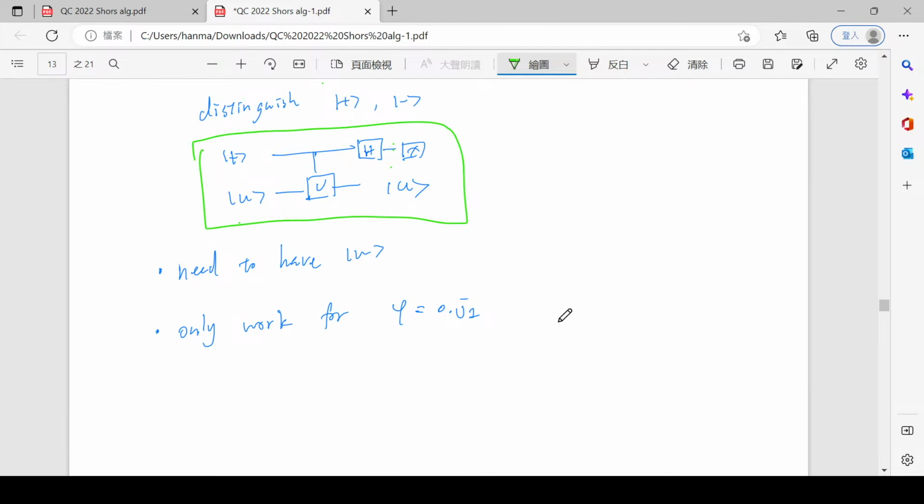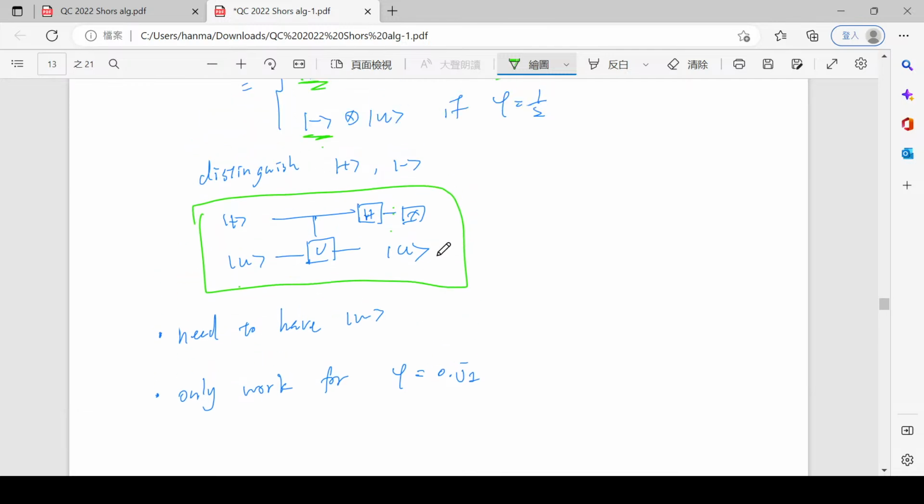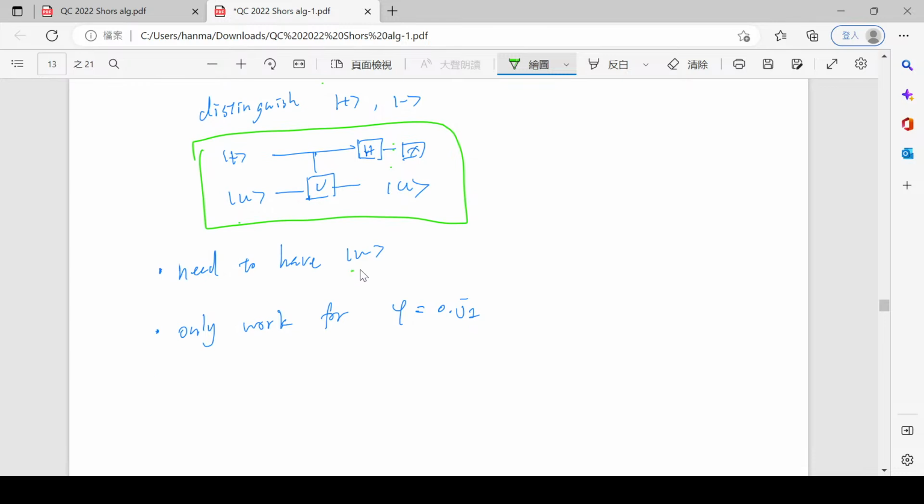And just have to say, we need to give a copy of u, just because. And this only works when phi is equal to 0.j1, right?